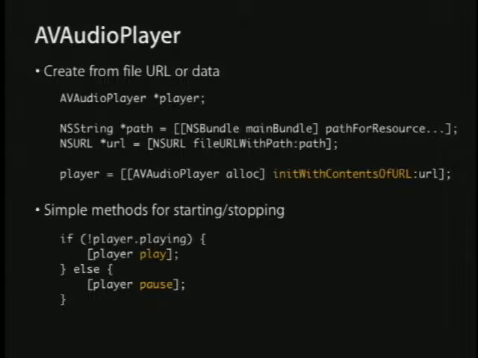Here's an example. If I have a path in my bundle that's, let's say, a piece of music, I call path for resource. I turn that into a URL, stuff we've seen before. But when I want to initialize the player, I say init with contents of URL. I allocate and then init with contents of URL, and I have an AVAudioPlayer. Now I can start playback. I can pause playback. I can change the current time of playback, and we'll see a demo of this in a moment.